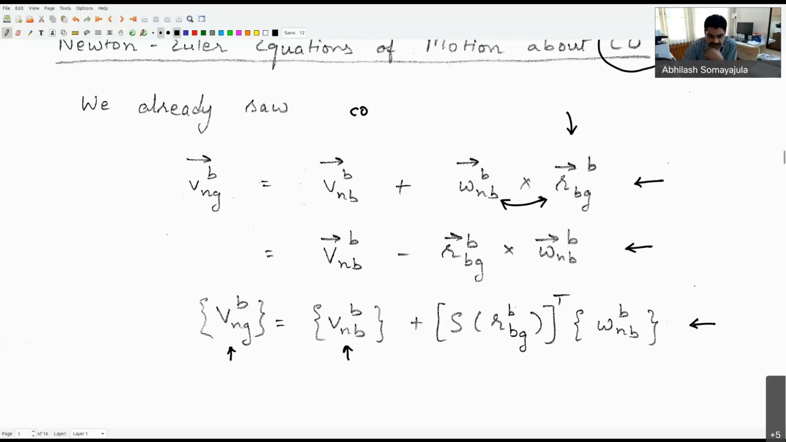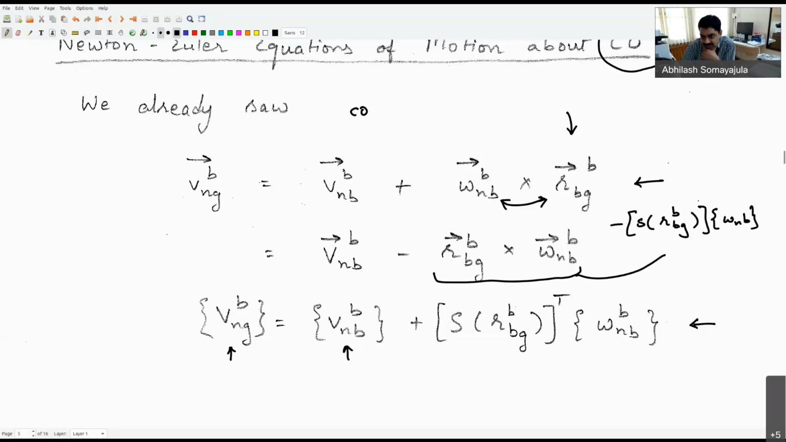Right? Because this cross product would have been S of RBG B times omega NB. And there's a minus sign, so it would have been this. And this minus sign of the skew-symmetric matrix, I am writing as the skew-symmetric matrix of RBG B transpose. So that is how I'm getting this last line which you see here.